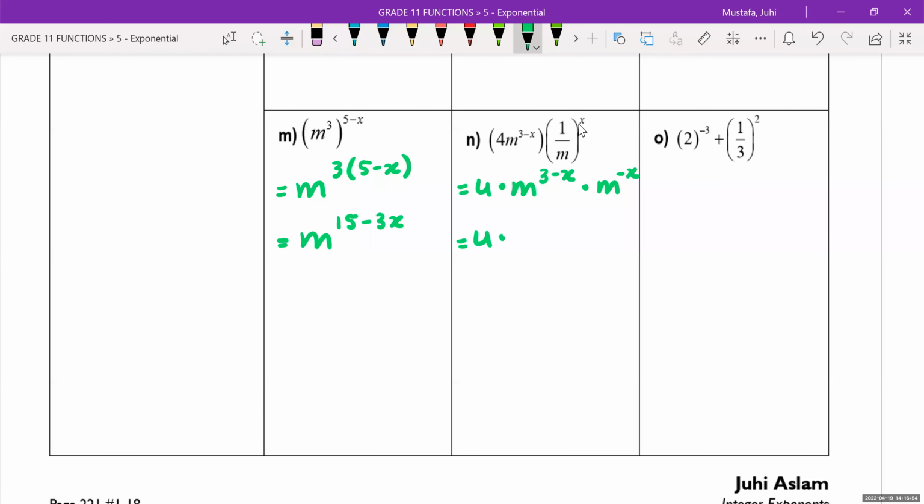Now I can use my exponent rules and add the exponents together. So it's going to be m to the power of 3 minus x plus negative x. I can understand why this question is tricky, because you can probably see 1 or 2 other ways to do it. If that's the case, go ahead and try it another way and see if you get the same answer. And now we're going to simplify this. It's going to be 4 times m, and this is going to be 3 minus 2x, and that's good for my final answer.